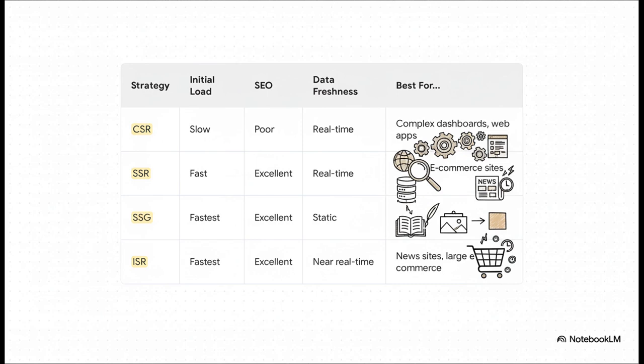Look at what you're building. Is it a complex behind-a-login dashboard? CSR is probably your friend. Is it an e-commerce site where every product page needs perfect SEO and real-time stock info? SSR is going to be your powerhouse. Building a simple blog or portfolio where speed is everything? SSG is a no-brainer. And for something in between, like a big news site that needs speed but also frequent updates, ISR is likely your champion.